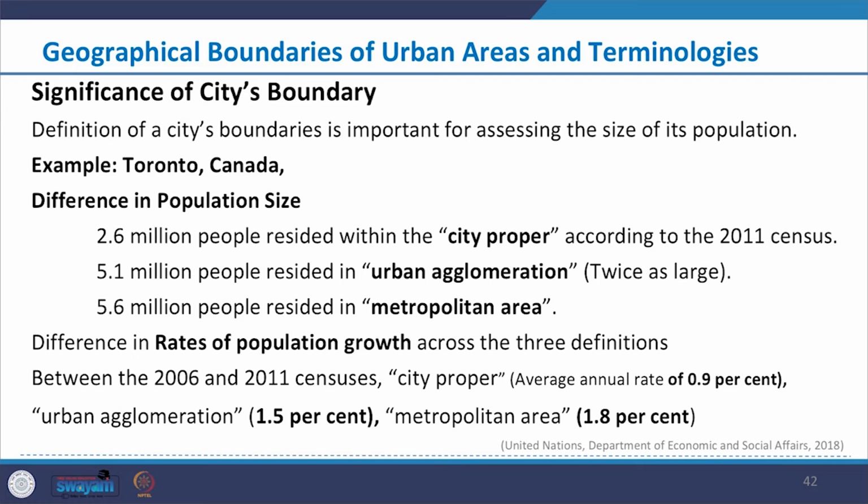So here we see, as per the 2006 and 2011 census, in the city proper the average growth rate was 0.9%, whereas in the urban agglomeration it was 1.5%. So it is more than this. Further, we see the metropolitan area is growing faster than the city proper. So we see that the urbanization process is maybe not just in the urban area but also in the surrounding area. So it's very important that we understand these boundaries, and we also know how these influence our decisions in the main area.